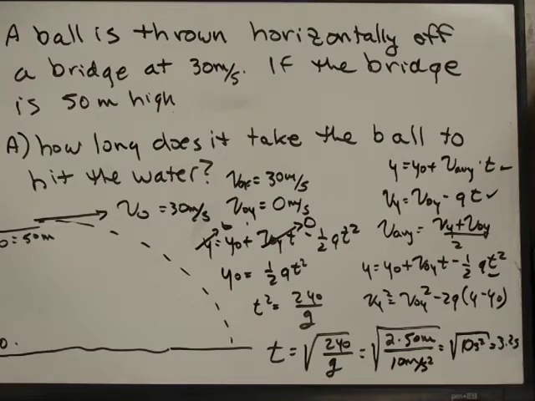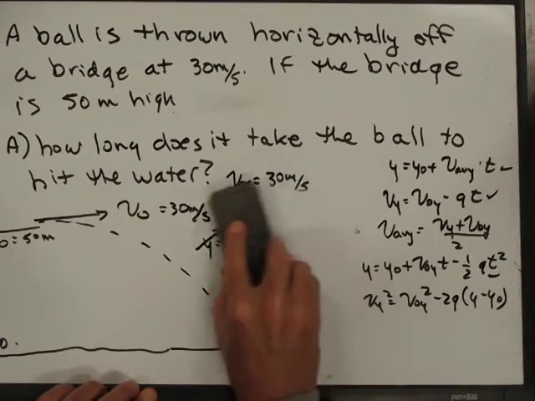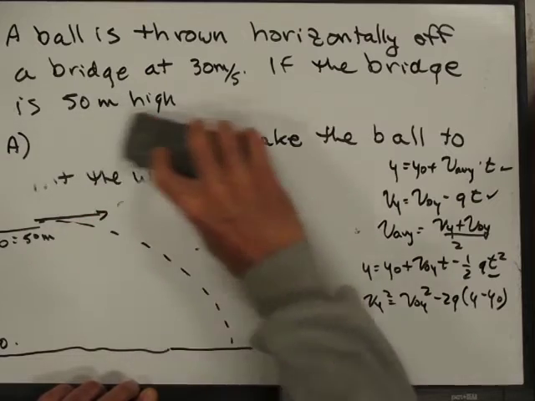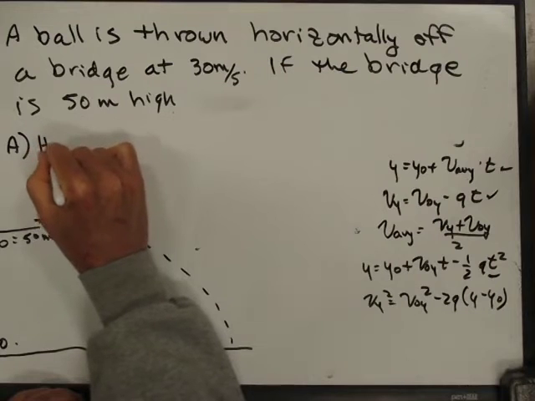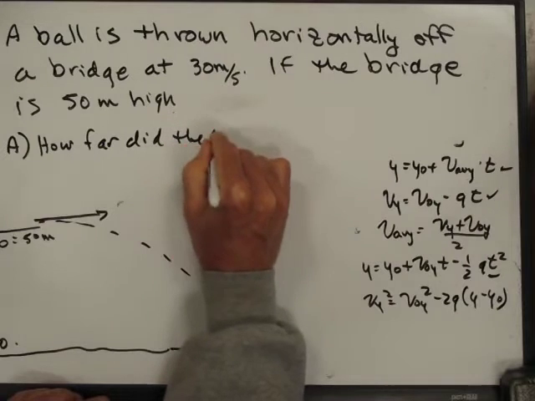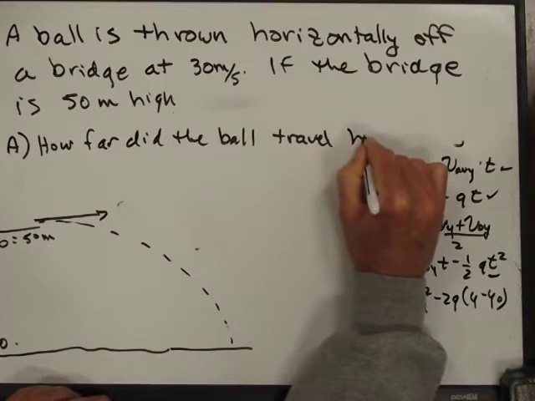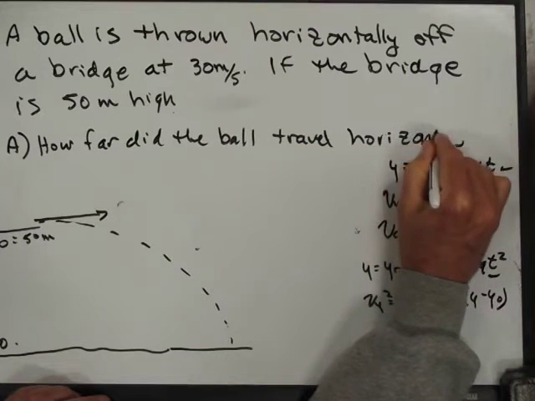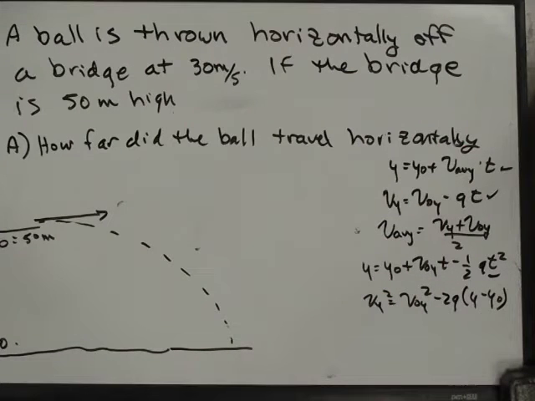I can then ask the question, if I want, my next question is, how far did the ball travel horizontally? Now we're asking what this distance is.